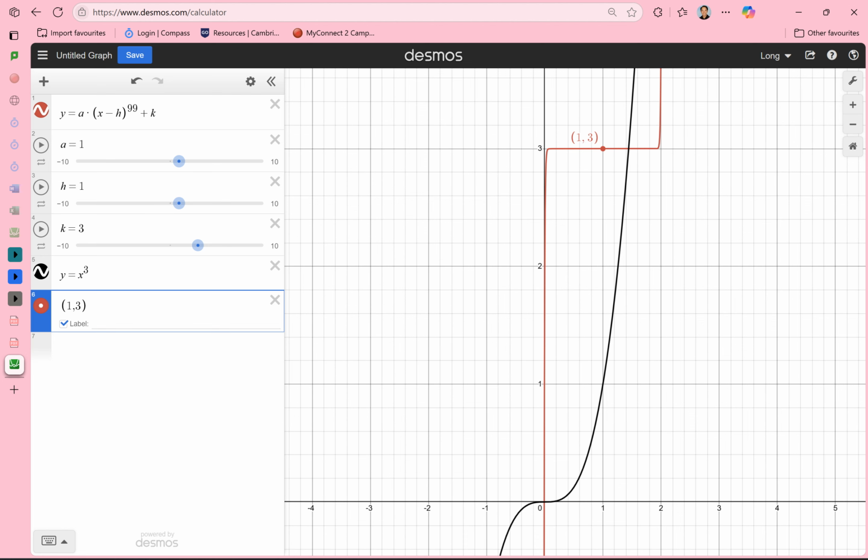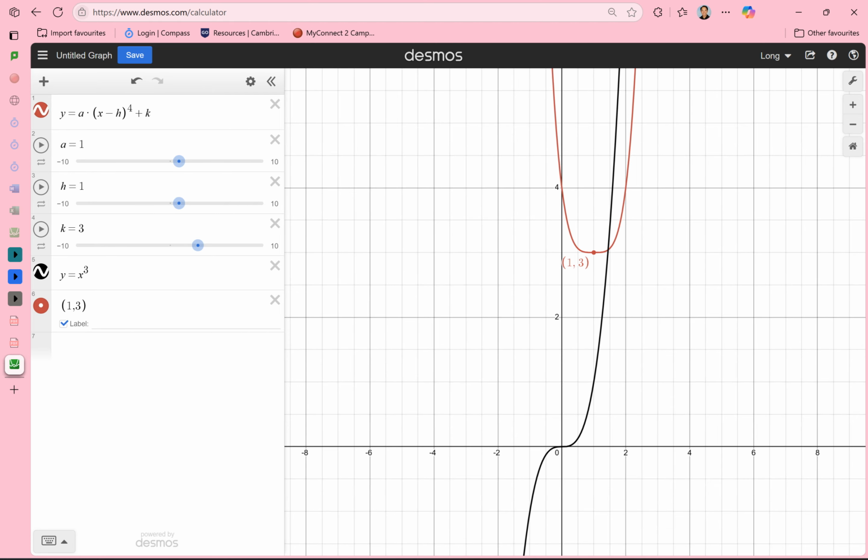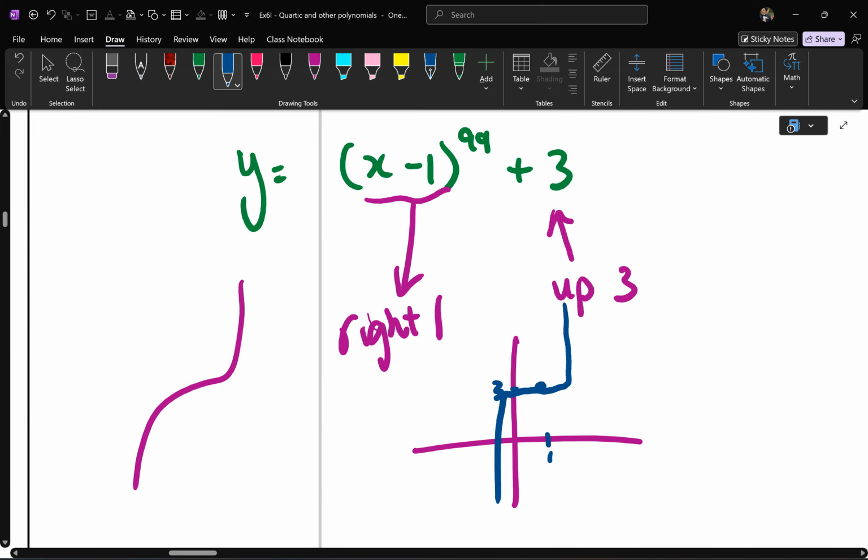Quartics is like quadratics. See, if I changed it, instead of 99, go back to quartics, which is x to the power of 4. This is quartics, and it's the same thing. It's symmetrical like a quadratic, goes to the right by 1, up by 3, because I kept everything else the same. The only thing I changed was the power. And in your exercise, you're not going to do anything as crazy as the one I just did, where you go up to 99, because your exercise is this simple.